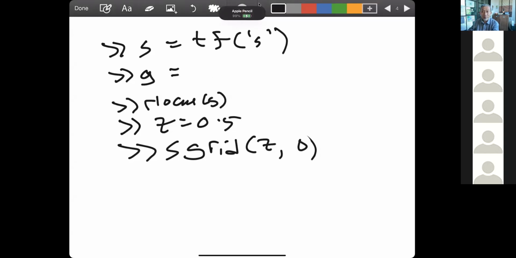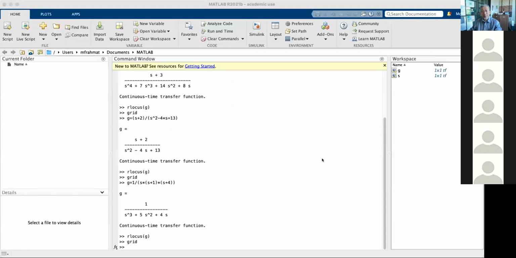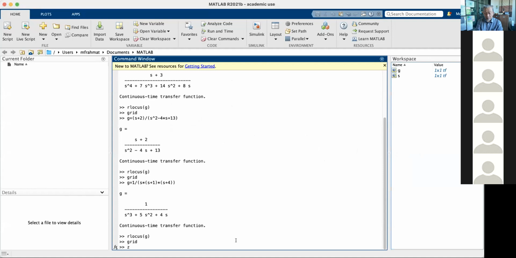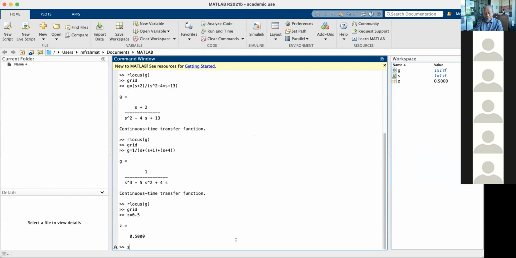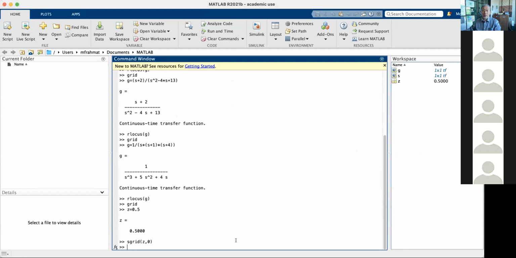Earlier you already typed this, so just add Z equal to 0.5. Then sgrid Z, 0. Enter. And then go to the plotting from before.